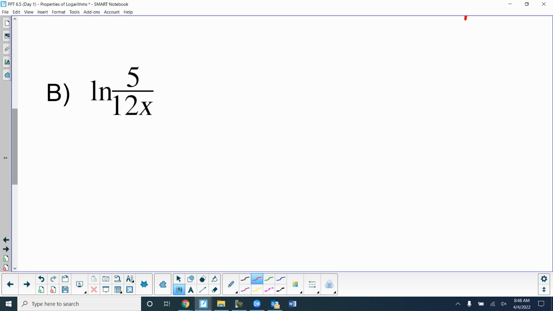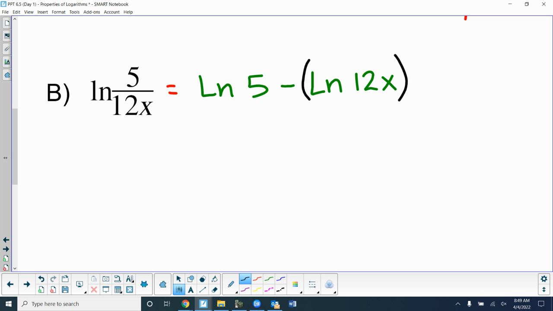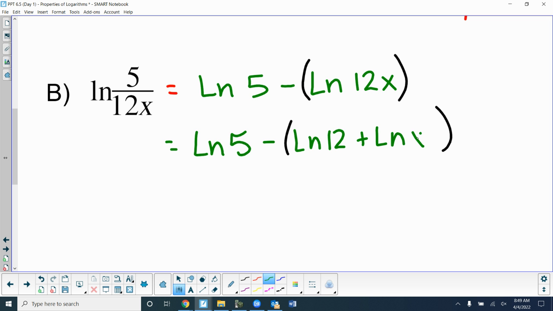Here's another division problem, so I can rewrite it as what? Natural log of 5, then what? Instead of addition, I can do subtraction, right? Okay, but what's 12x mean? 12 times x. Now think about this. Since that whole thing's in the bottom, I need to think about it like that. So I got my natural log of 5 minus, then parentheses, natural log of 12 plus natural log of x. I can split that multiplication up into 2 logs by doing addition. So I change multiplication to addition. I change division to subtraction.